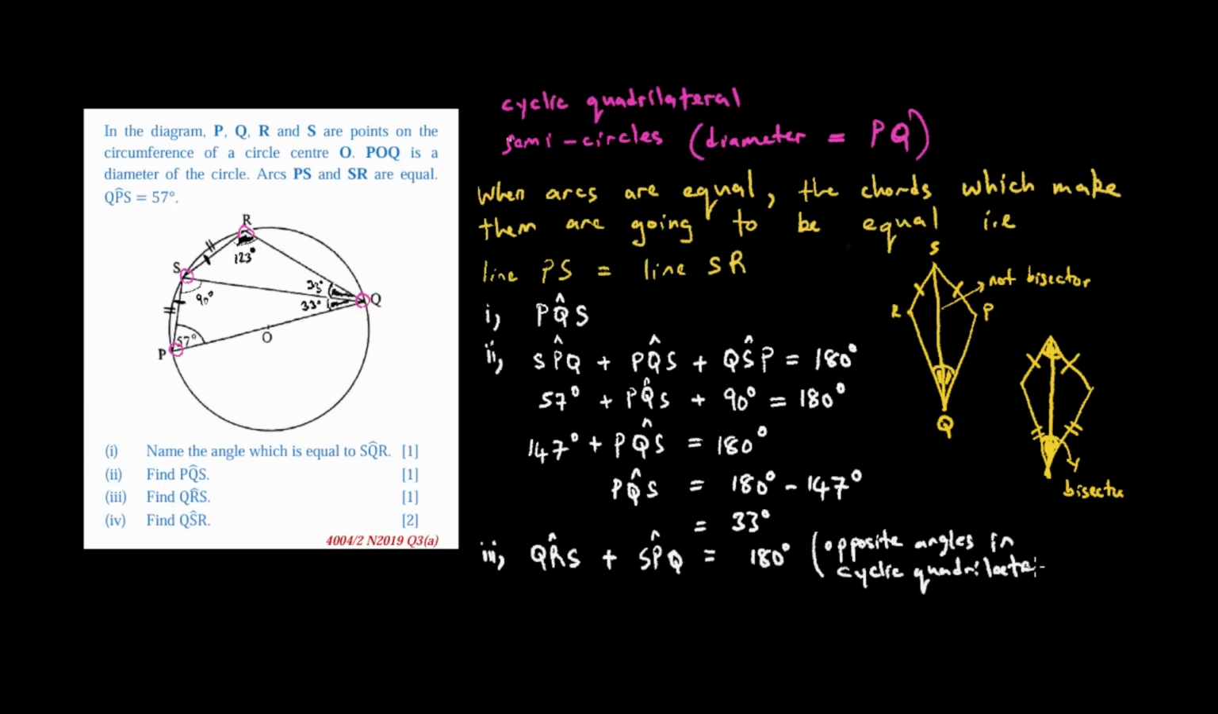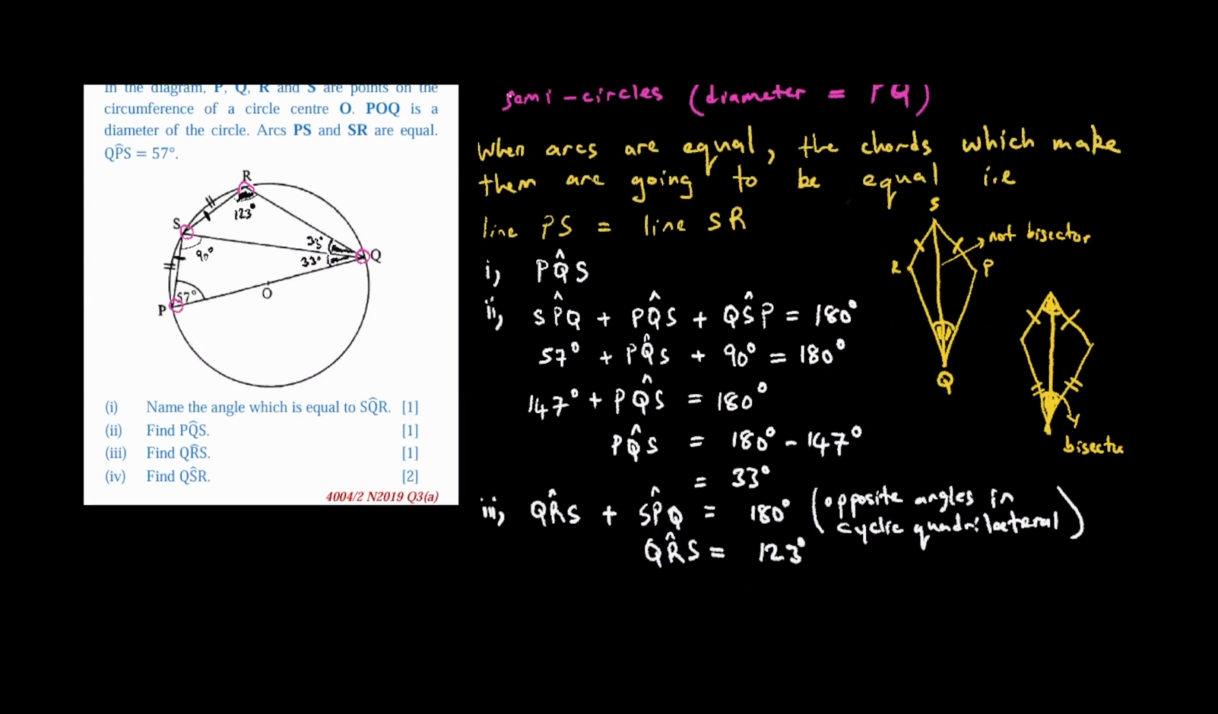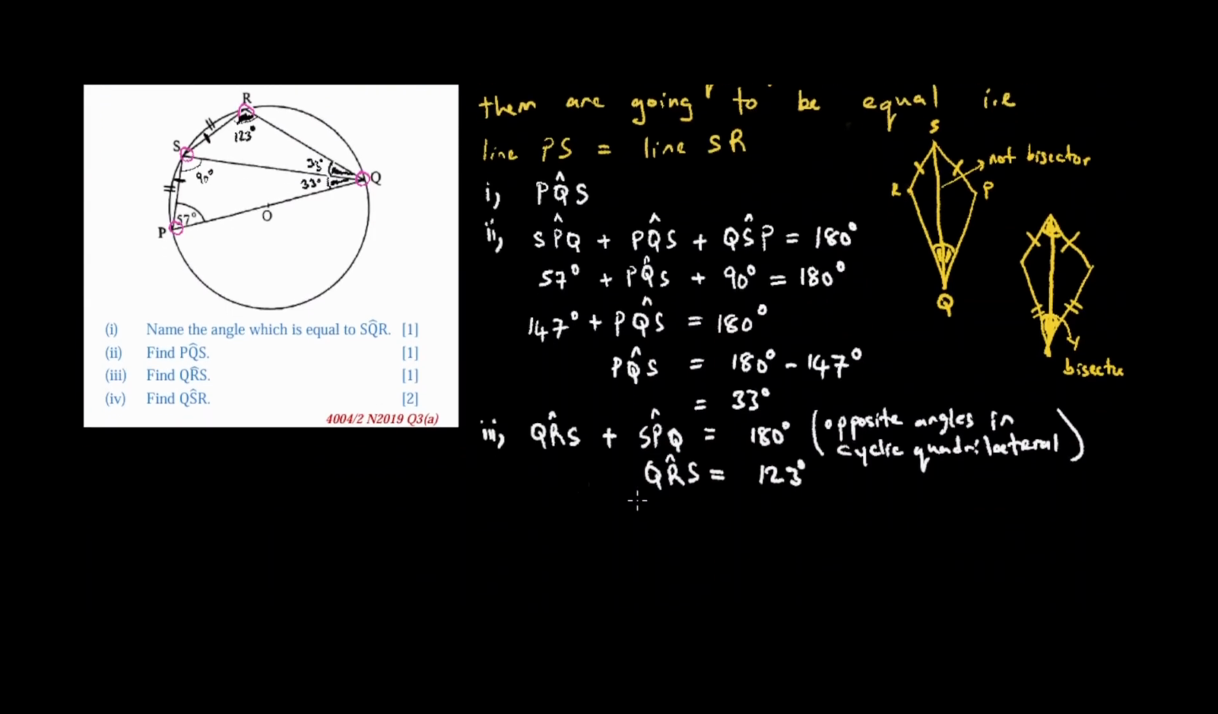And I have to write a reason so that when you write the notes you know what is happening. So if we solve this, we see that QRS is then equal to 123 degrees. But is that where we end? Let me solve.